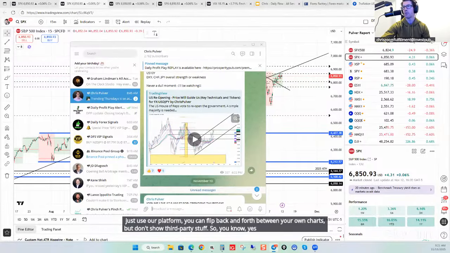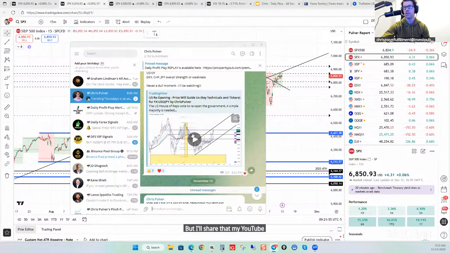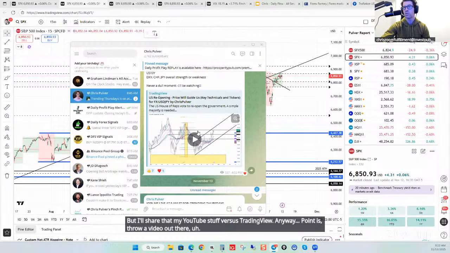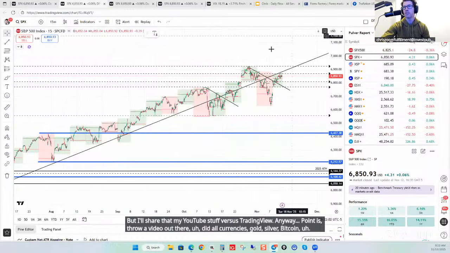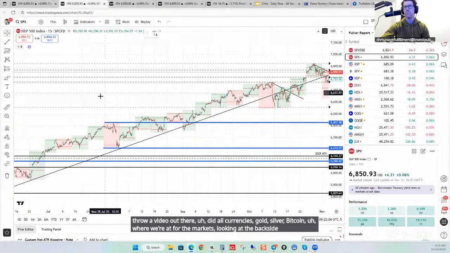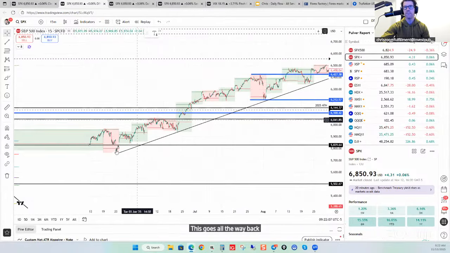So yes, I wanted to talk about inflation. I want to talk about the news, but I'll share that on my YouTube stuff versus TradingView. Anyway, point is, throw a video out there. Did all currencies, gold, silver, Bitcoin, where we're at for the markets. Looking at the backside of this trend line, this goes all the way back to May of this year.